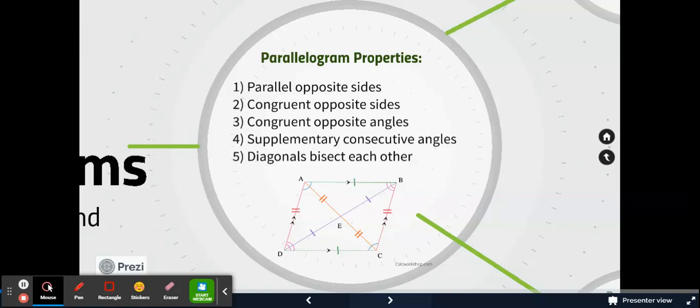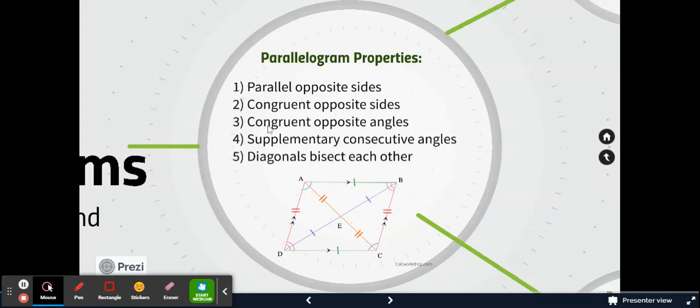First of all, the opposite sides will be parallel. We can see that those two opposite sides here are marked parallel, and then these two opposite sides are marked parallel. It will also have congruent opposite sides, and we can see the tick marks on segment AB and segment DC marking them congruent, and segment AD and segment BC are marked congruent.